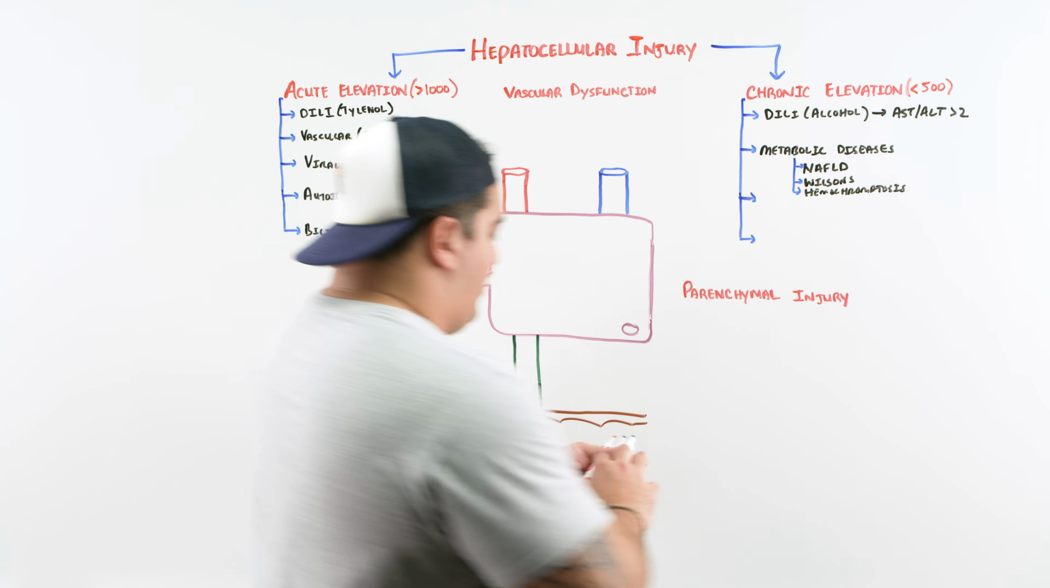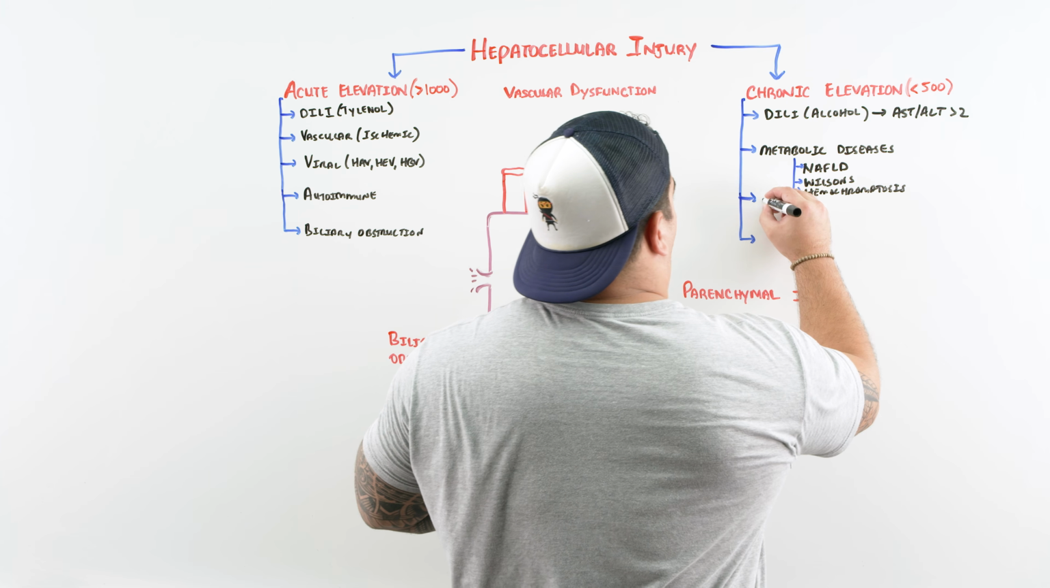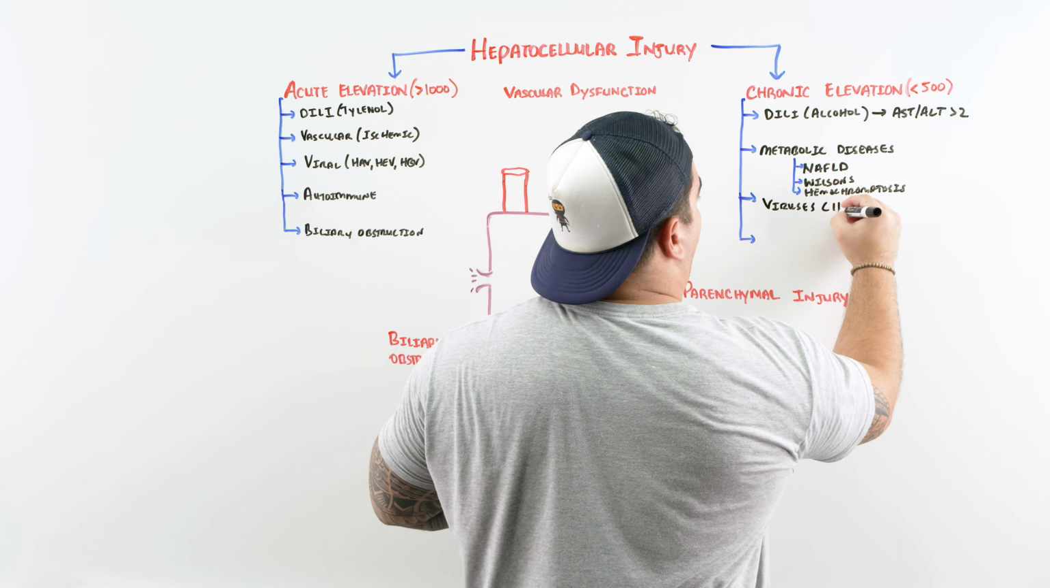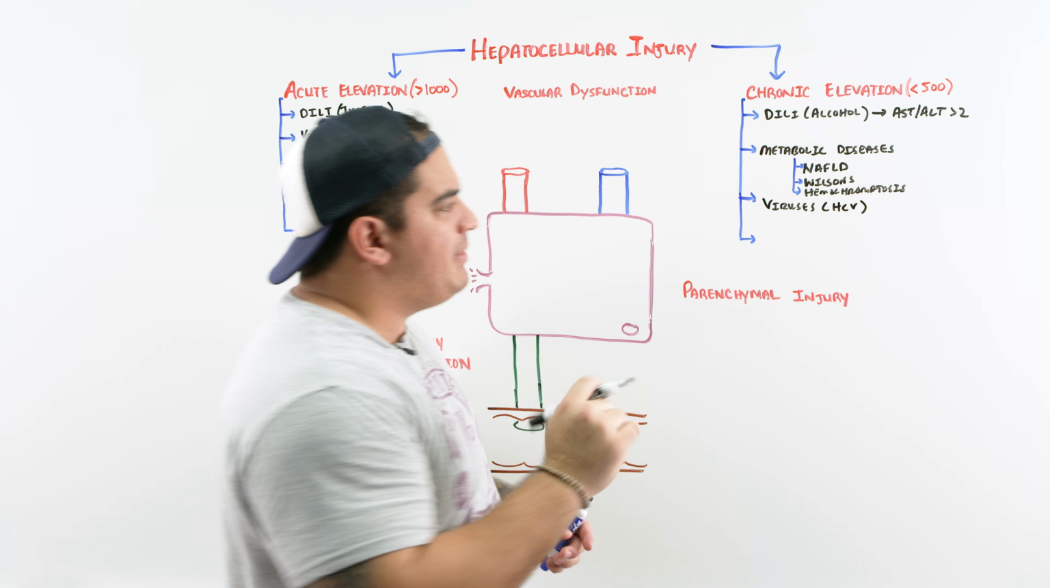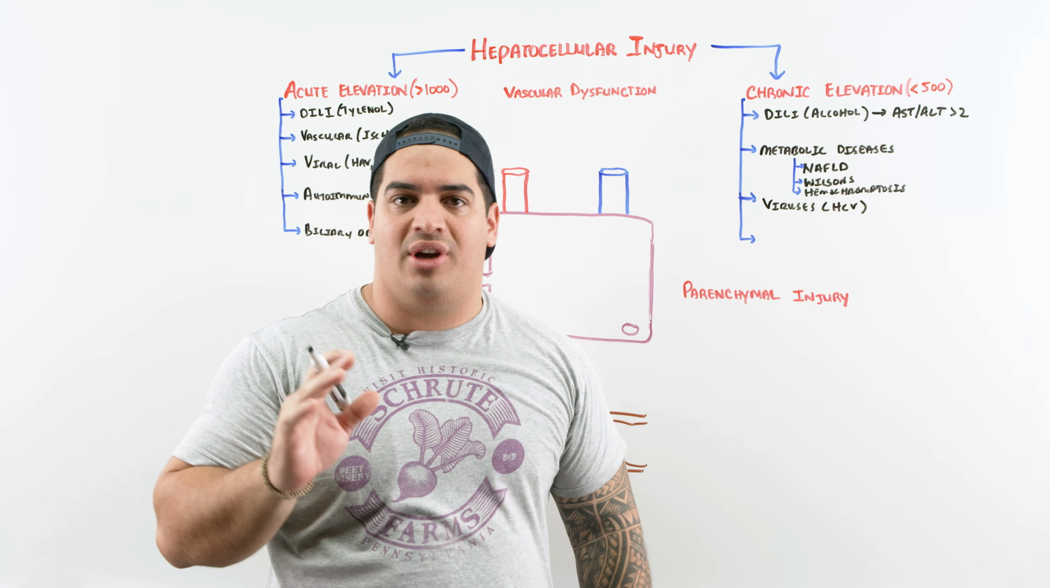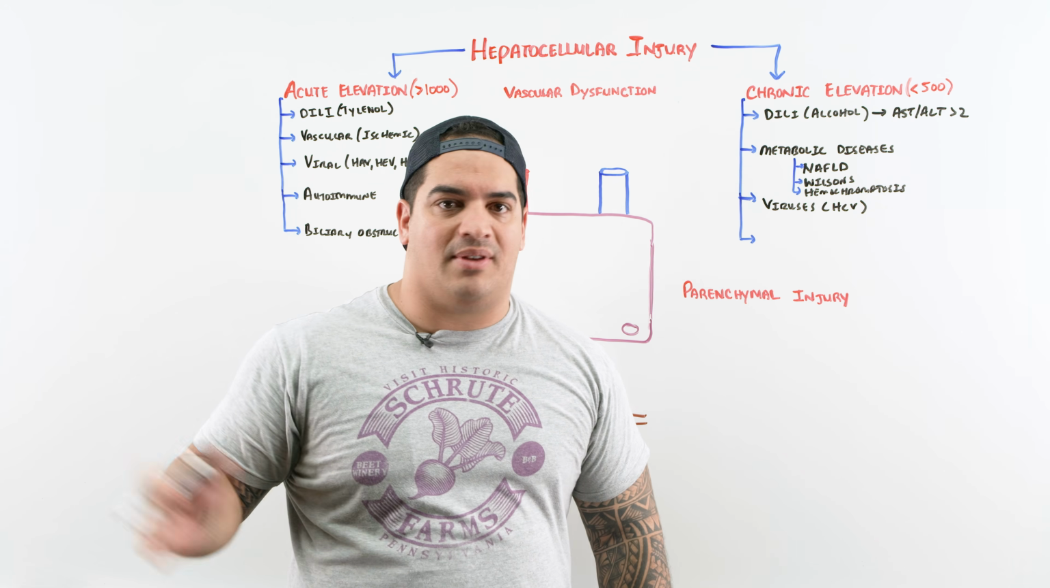The other one that I think is really important is viruses, but oftentimes a very particular virus, and this is usually hepatitis C virus. Sometimes hepatitis B virus as well, but hepatitis C virus is really the big one that I want you to associate with more chronic types of liver disease.